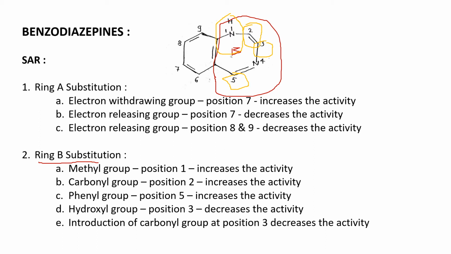While if there is a reduction in the carbonyl group which is present at the 2nd position, then it is going to decrease the activity. If a hydroxyl group is present at the 3rd position, then it is going to decrease the activity of the drug. This is the structural activity relationship related to ring A and ring B.